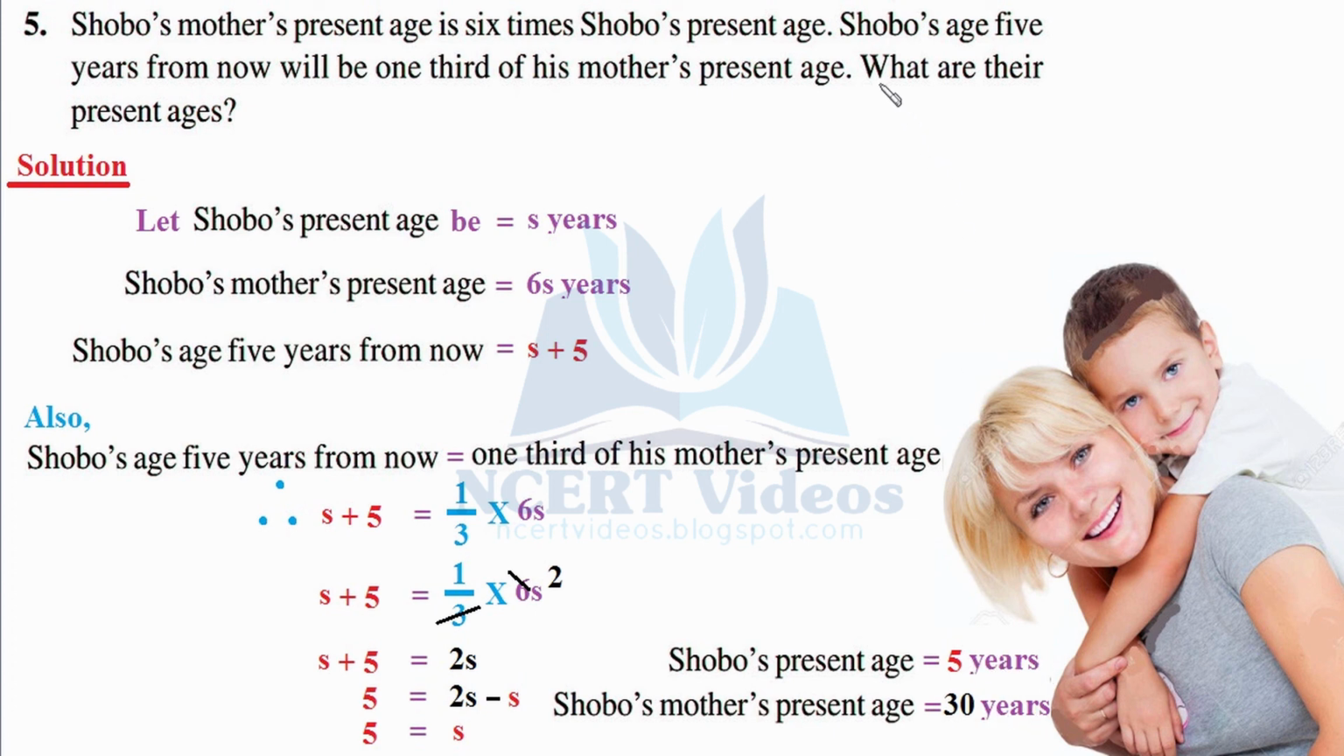Therefore, with this, we have found what are their present ages. So you see, after visualizing the question and only finding what is required leads us to the solution of the problem. So with this, question number 5 of exercise 2.4 linear equations in one variable has been solved.